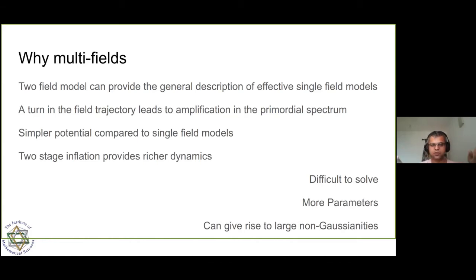So you have two-stage inflation, and it also provides richer dynamics in a single framework. If you have a two-field model, you have richer dynamics. You can explore this richer dynamics in one framework. You do not have to change your parameters much or your potential much.